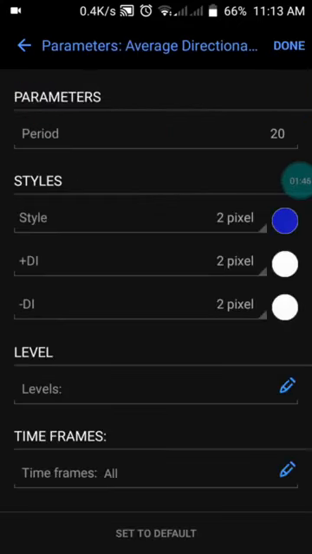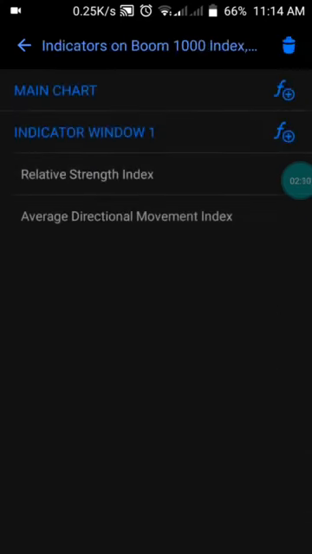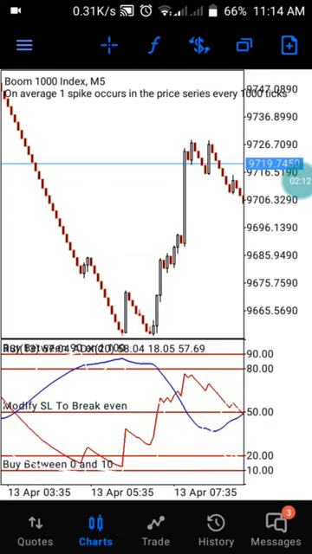So you can press done, and I also have the second one, which is the average directional movement index. I have my period to be 20, and my style in blue color. The plus DI and the minus DI are in white color, because that is the color of my background. If you are using a black background, you can choose black color where I chose white. So when you press done, you have the settings on your chart.